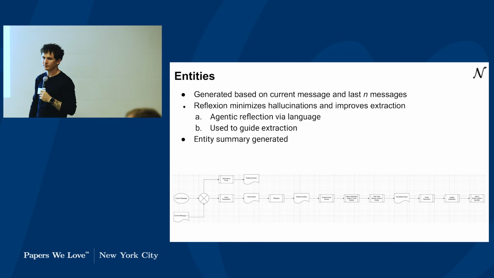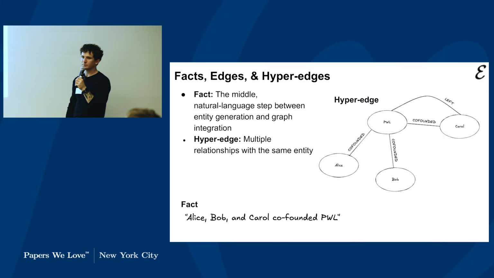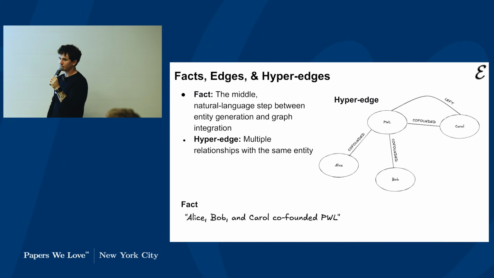In the next slide, you mentioned that the facts are independent of the graph. Is there a reason for that? The way you have presented it there, the edges are sort of facts for the graph, right? So why are they two different?